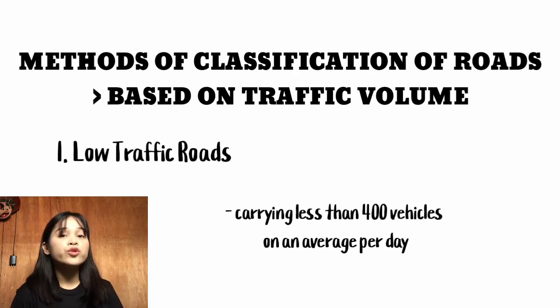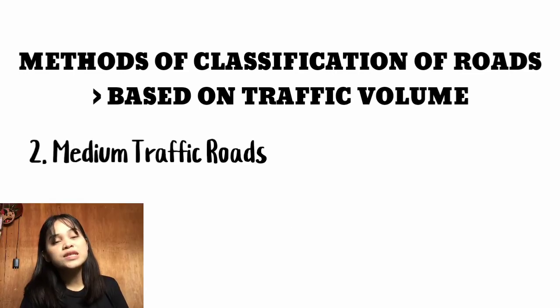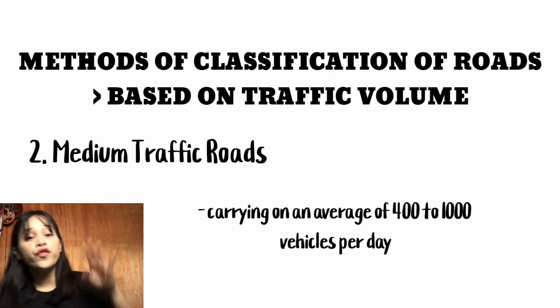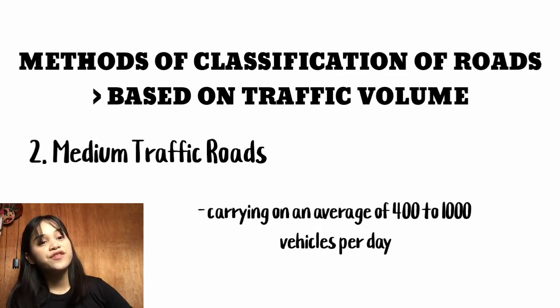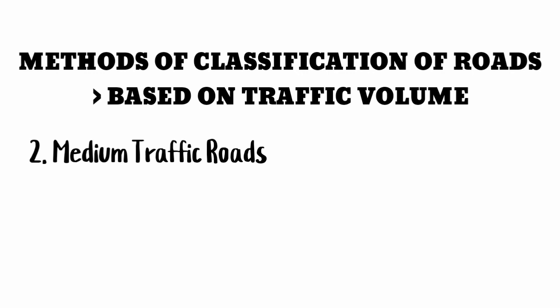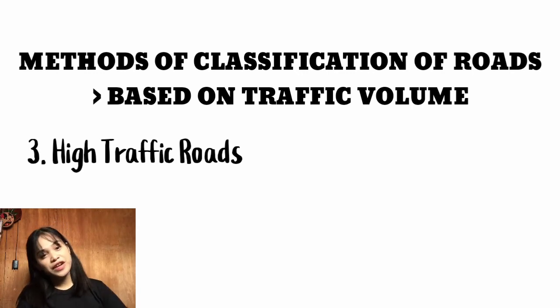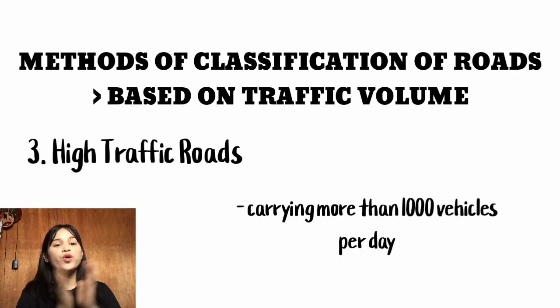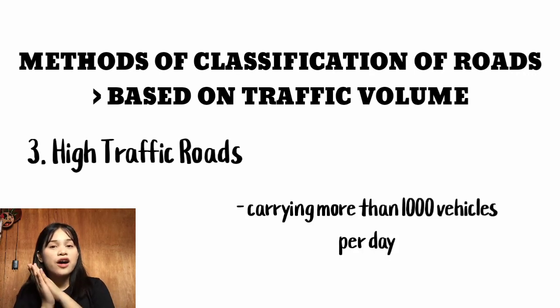Village roads or rural roads are the best example of this type of roads. The roads which are carrying on an average of 400 to 1,000 vehicles per day are called medium traffic roads. District roads are one of them. The last method of classification under traffic volume is the high traffic roads. These roads are carrying more than 1,000 vehicles per day, and the national and state highways fall under this category.